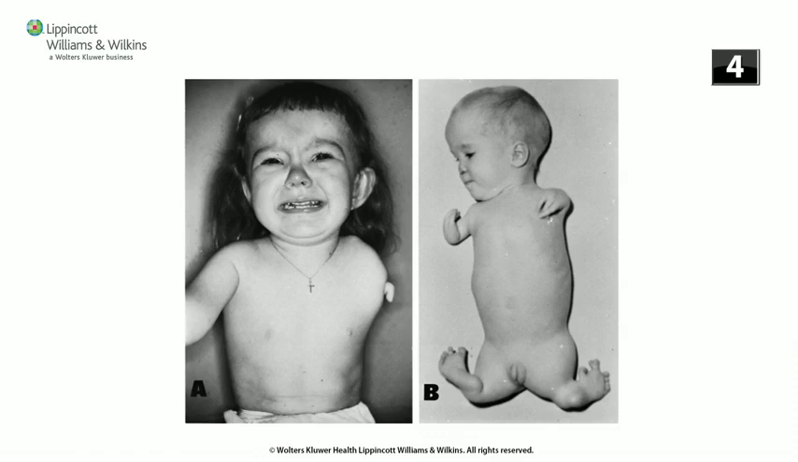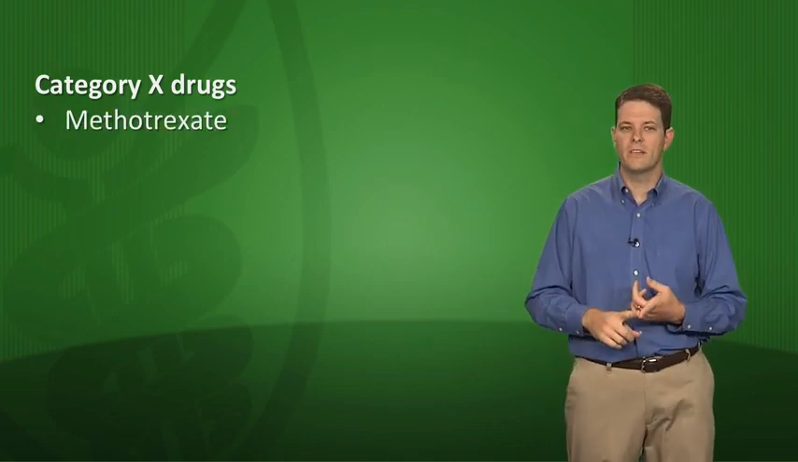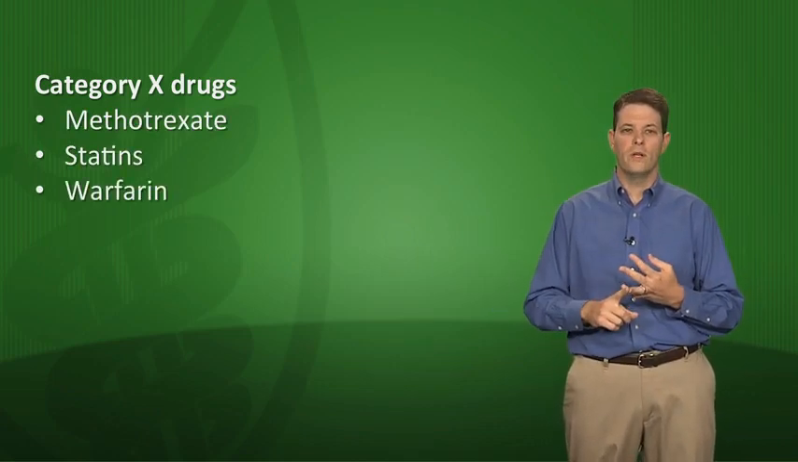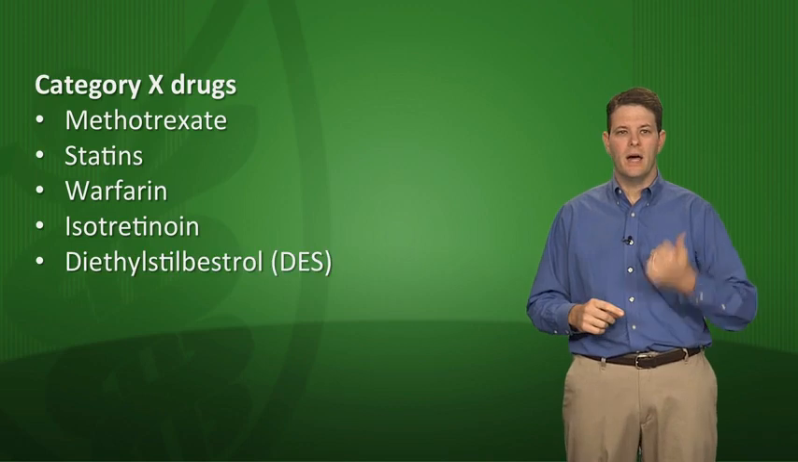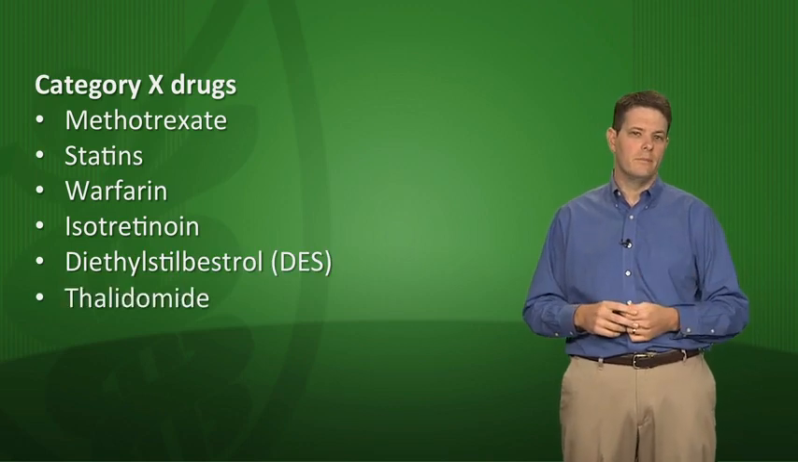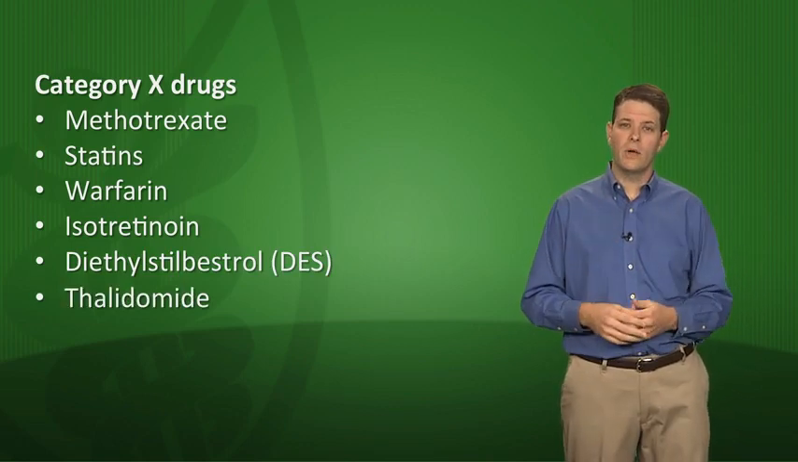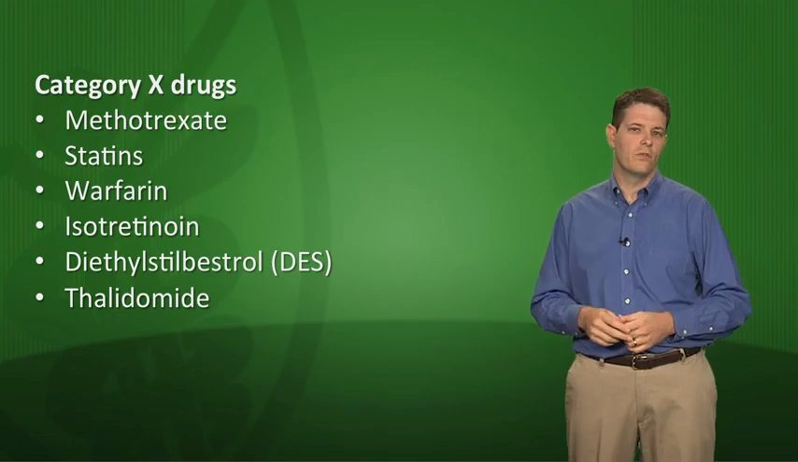So again, the category X drugs that we've mentioned are methotrexate, statins, warfarin, isotretinoin, diethylstilbestrol, and thalidomide. Now, there are some other category X drugs, but those are the most important ones you should know for your test. All right, next let's go over some other types of teratogens other than drugs.